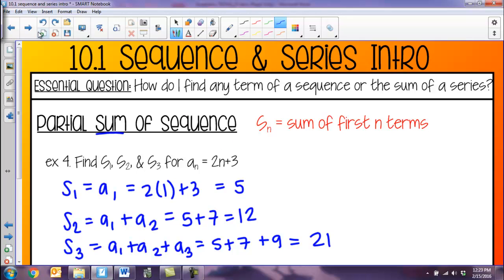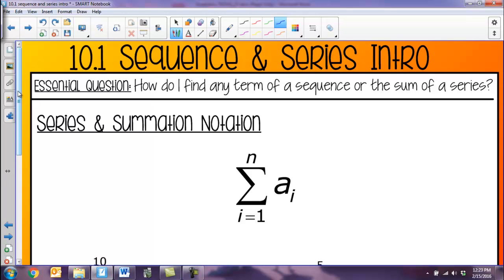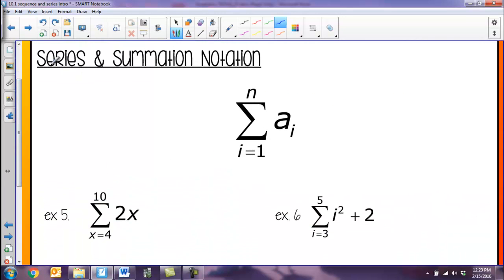Now we have a special notation for this, and that is called series and summation notation. So a series is just summing up all of your terms.